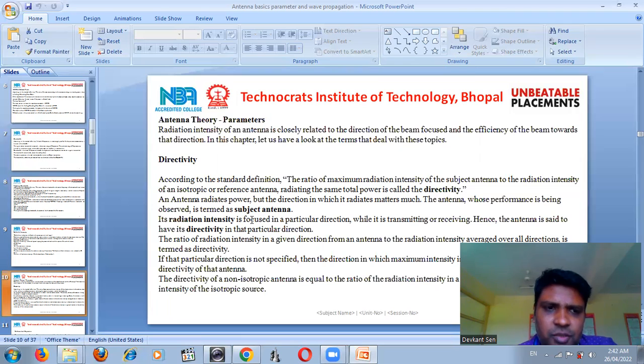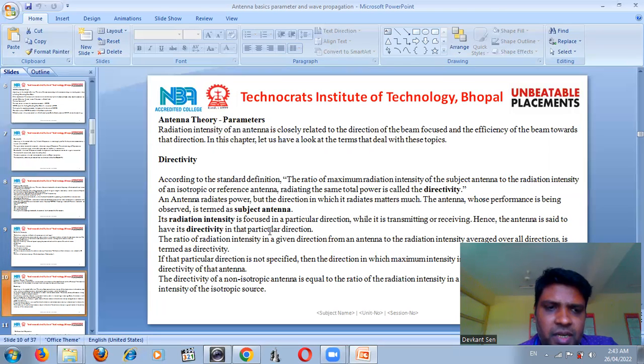An antenna radiates power, but the direction in which it radiates matters much. The antenna whose performance is being observed is termed the subject antenna. Its radiation intensity is focused in a particular direction while it is transmitting or receiving. Hence, the antenna is said to have its directivity in that particular direction.